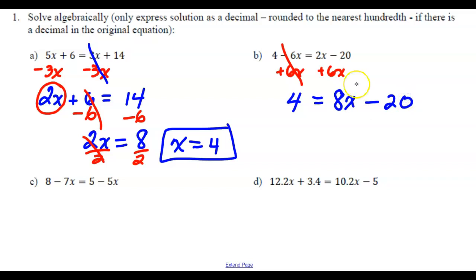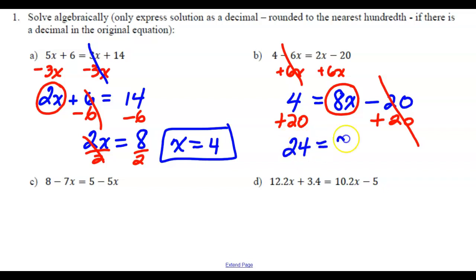Circle the x term. Got to get rid of negative 20, so we add 20 to both sides. And so that's going to be 24 equals 8x. And then divide by 8. Remember that I like showing x first. So when I divide by 8, I get 3. So that's going to be x equals 3, rather than 3 equals x.